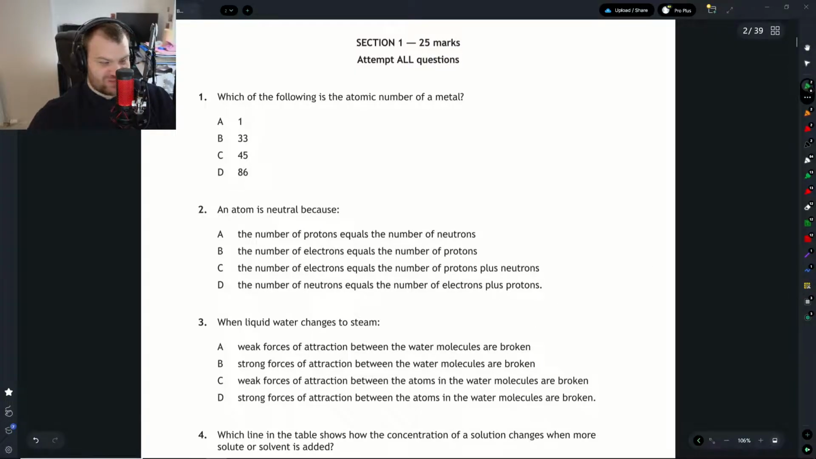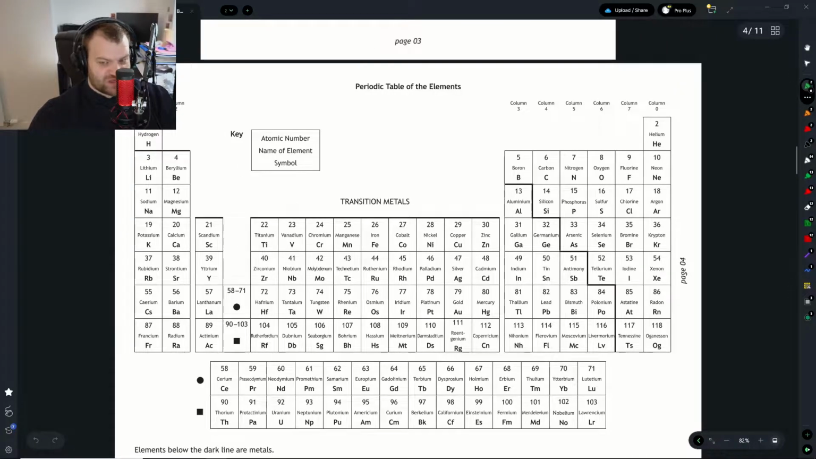First thing I would do is go to the data booklet and find which chemical has each of those atomic numbers. You can either use page 4, which has all the elements, or page 6, which has some of the elements. I'm going to deal with page 4 first of all. On page 4, the atomic numbers are the top numbers in each box. We had 1, 33, 45, and 86, which is over here.